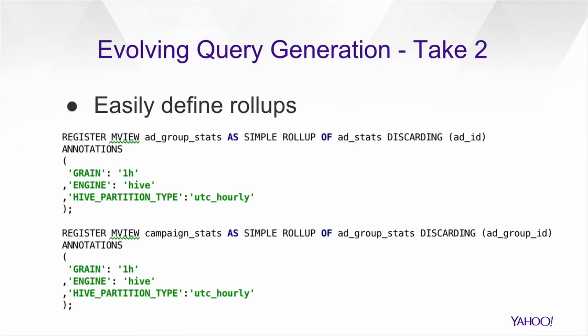We also wanted to easily support defining rollups easily. So this was accomplished by constructing a simple rollup using an existing base table. So using the same example we looked at earlier, we can construct an add group stats definition by doing a simple rollup of the add stats table by discarding the add ID. So it's something that we talked about earlier, and now it's just in DSL form.